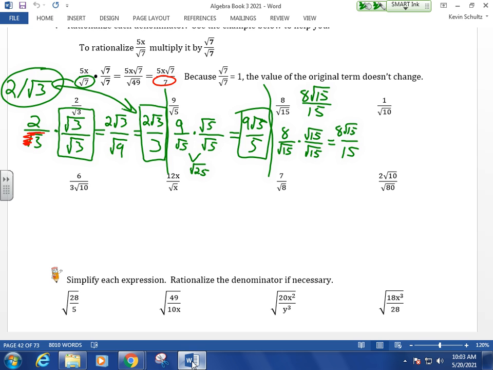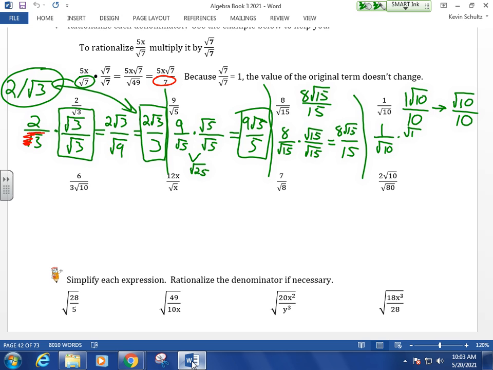1 over root 10. Carolyn. I got 1 times the root of 10 over 10. 1 times root 10 over 10. If you wrote that without the coefficient of 1 and just put root 10 over 10, that's fine too. Either one is acceptable.